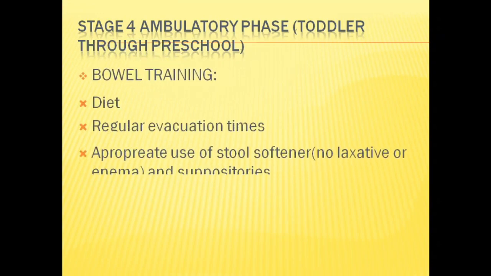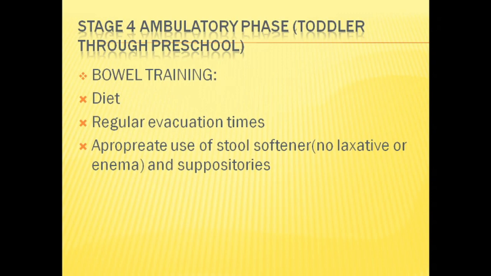Now next is bowel training. Bowel management majorly depends on the diet. So the child needs to follow a proper diet, which includes a high amount of dietary fiber, right? Next is evacuation time. You have to fix a time for evacuation to prevent bowel distension, right? Now defecation is difficult for the child, so you can use stool softeners or suppositories, right? But always avoid laxatives and enema.